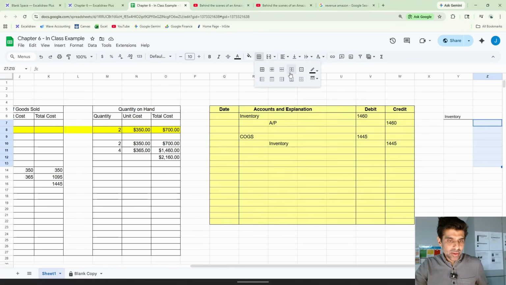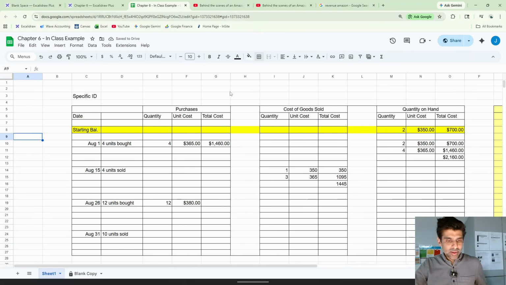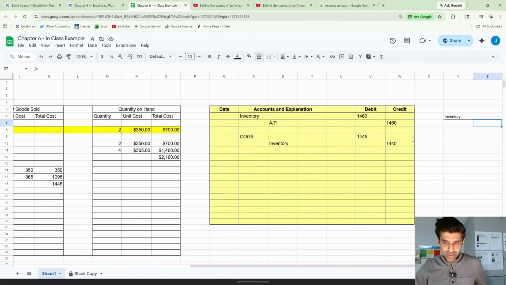The extra advantage, or why I have this table here, is that I'm tracking the quantities and their respective unit prices. That's why we need this extra kind of information in the table here. Okay, but just for completeness, or to show you the difference, so we had a starting balance of 700.